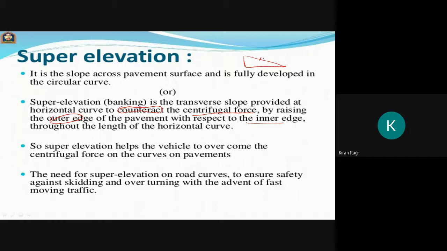This is the half width. This is our outer edge and this is our inner edge. We are raising the outer edge with respect to the inner edge. So super elevation helps the vehicle to overcome the centrifugal force on the curves of the pavement. The need of super elevation on the road is to ensure safety against skidding or overturning. If you do not provide it, due to that centrifugal force the vehicle will come out of the track, either by skidding or by overturning, with the risk of fast moving traffic.